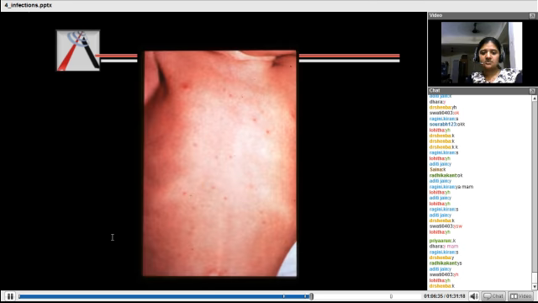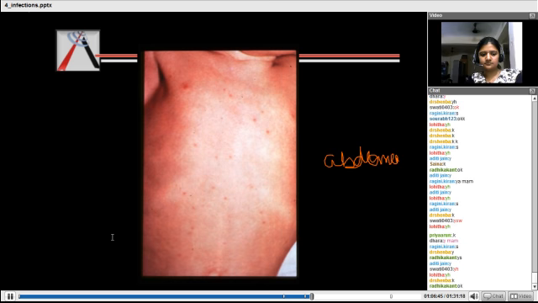Rose spots, can you see the rose spots? The rose spots first start in the abdomen area. Are we clear?